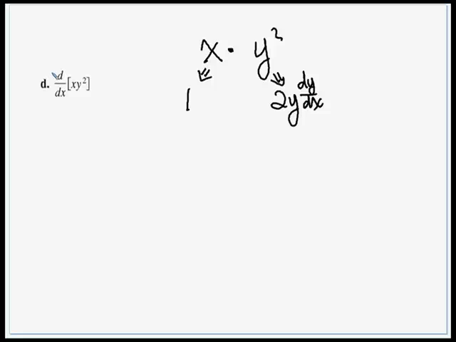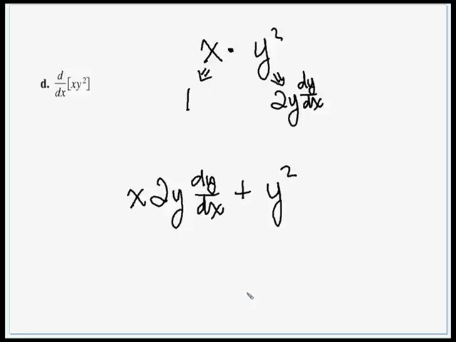So now we can do product rule. So our derivative with respect to x is going to be first times the derivative of the second, x times 2y dy dx, plus second times the derivative of the first, y squared times 1. So there's our derivative d dx. That is the derivative of the function with respect to the x variable.